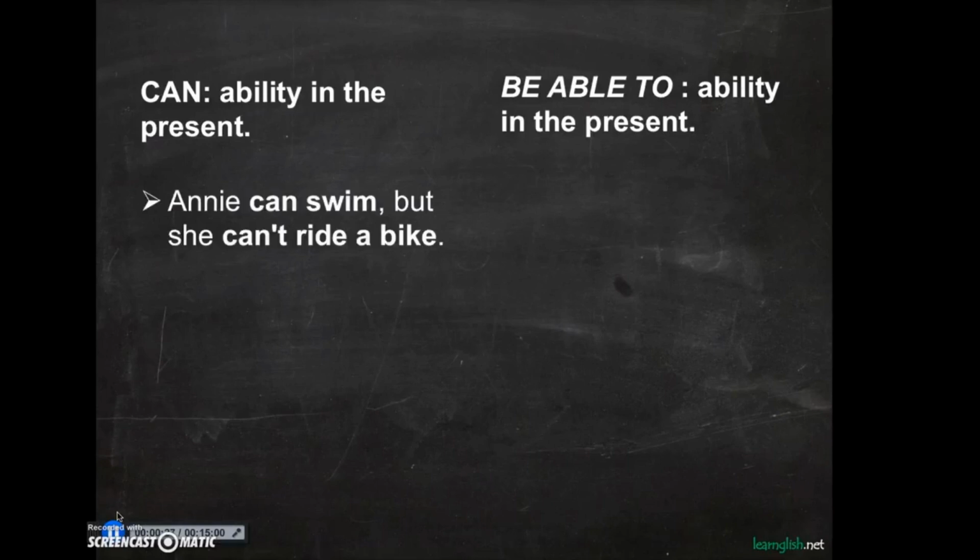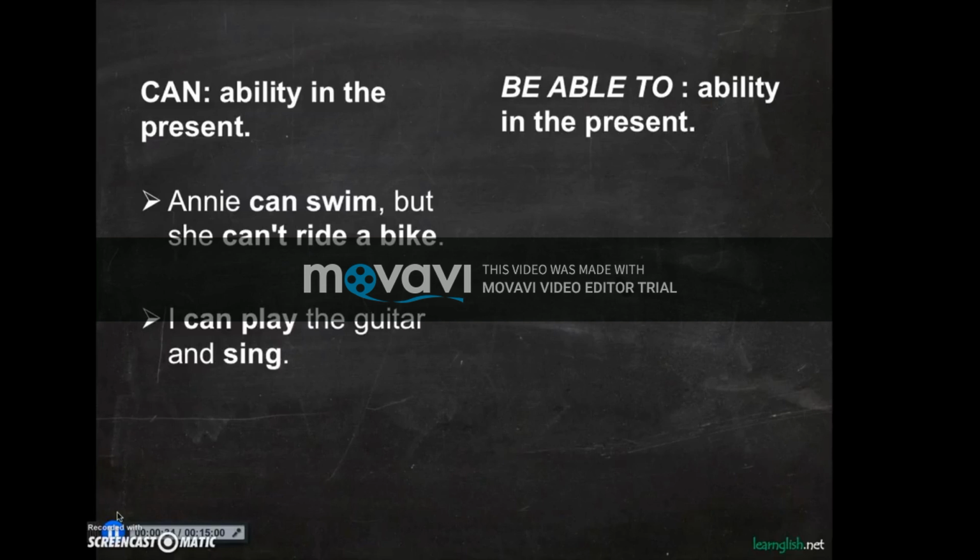For example, you can say, Annie can swim, but she can't ride a bike. Or you can say, I can play the guitar and sing. Okay, these are things or abilities that you have in the present. And the same happens with be able to.